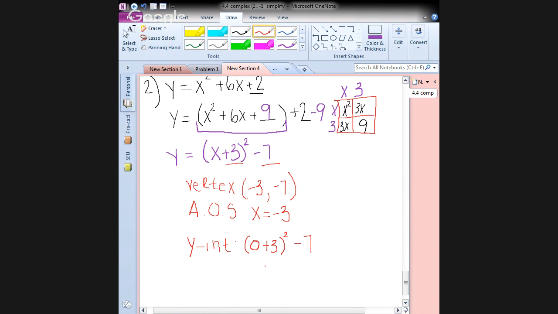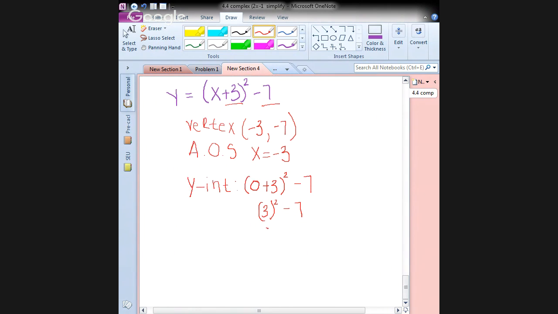So 0 plus 3 is 3. Then I have it squared minus 7. 3 squared minus 7, this would be 9 minus 7, so I would get 2. So my y-intercept, it's a point. I plugged in a 0 for x, and when I did that, I got a 2 out. So that would be my y-intercept. Right. If I ask you to graph this, you would need a couple or more points, so you can make a table, pick some values for x, plug them into your equation, and then plot those points.